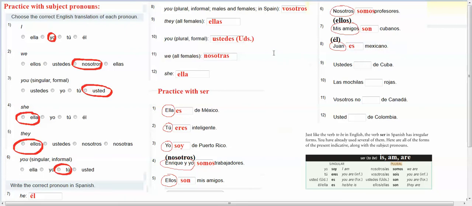Okay, and number 9, ustedes de Cuba. Who's from Cuba? Ustedes. If I go over here, here are ustedes. I would use son.